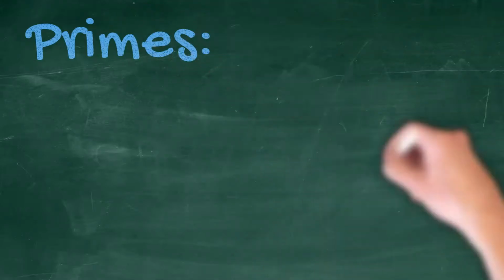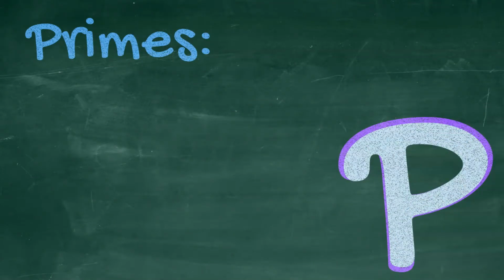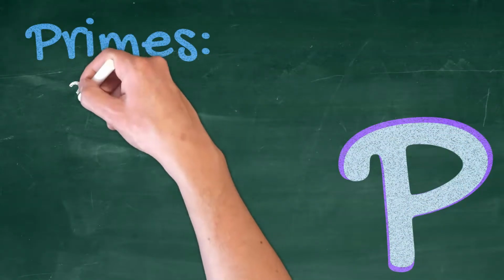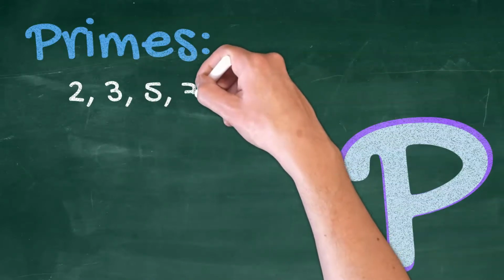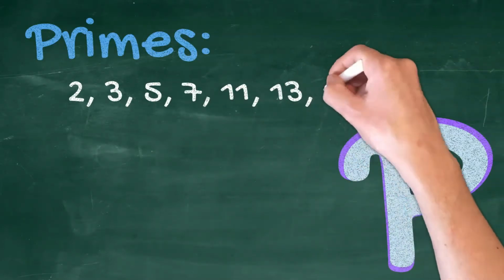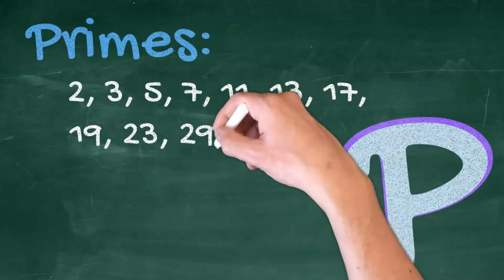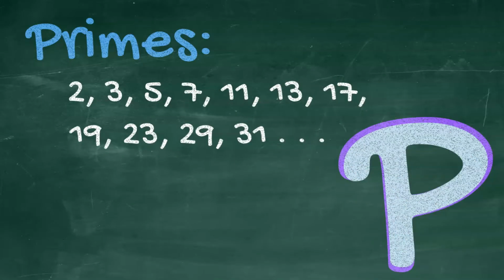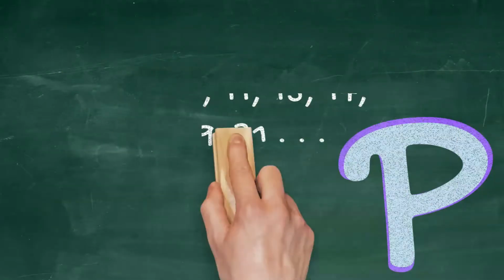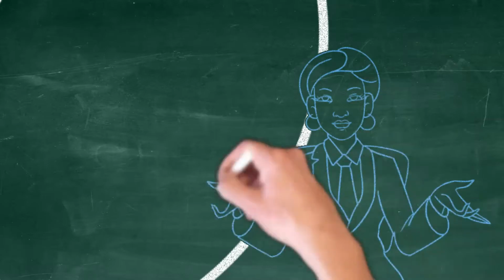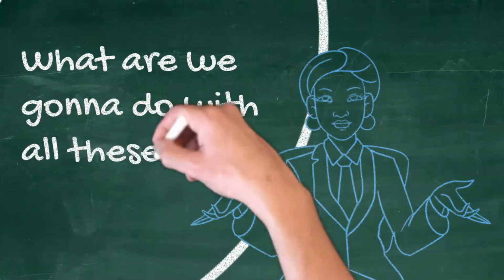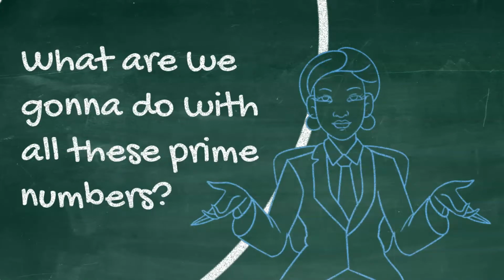The list of prime numbers goes on literally forever, but the first several are 2, 3, 5, 7, 11, 13, 17, 19, 23, 29, and 31. It's important to get comfortable recognizing these early primes because they'll help us with what comes next. And what comes next? I'm glad you asked.